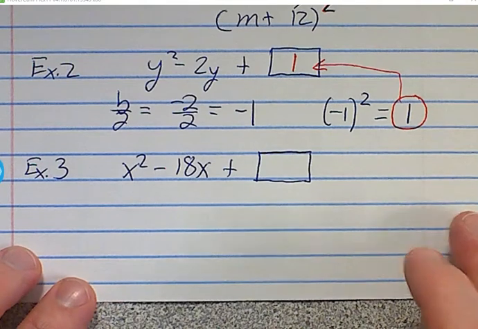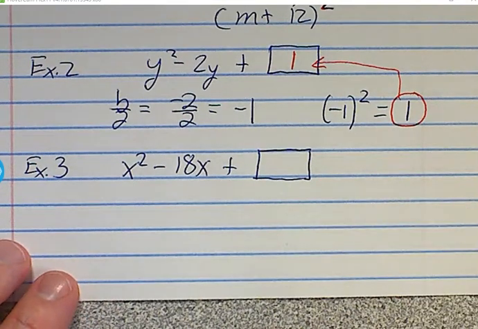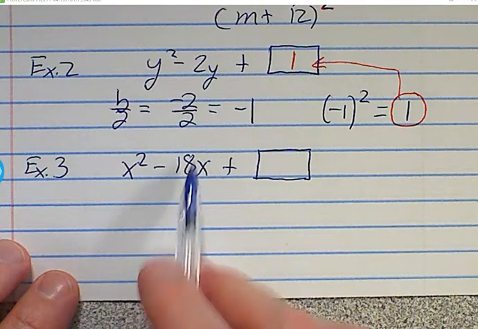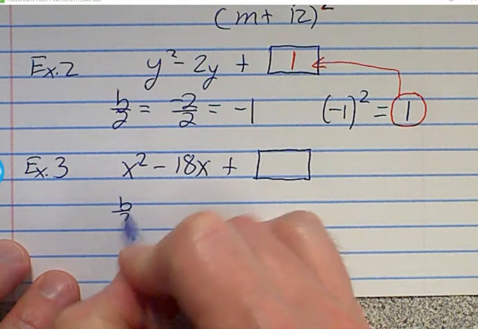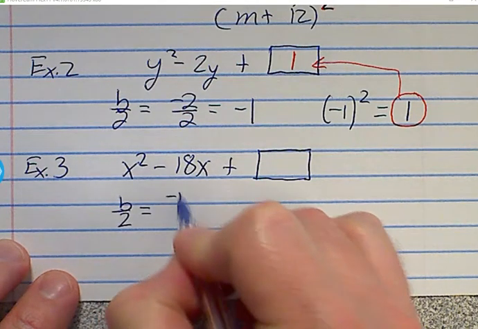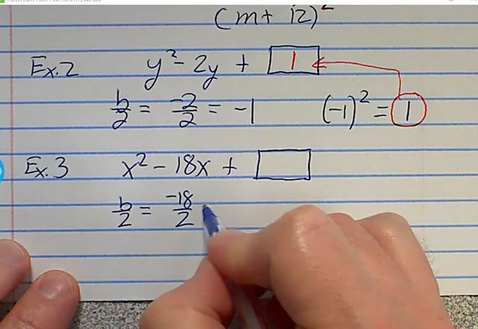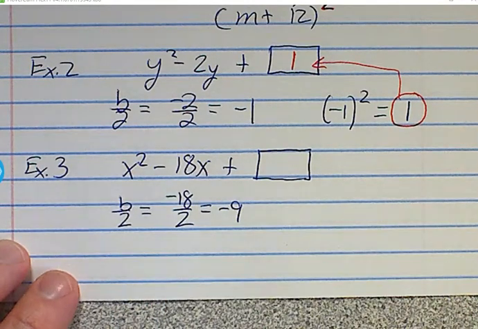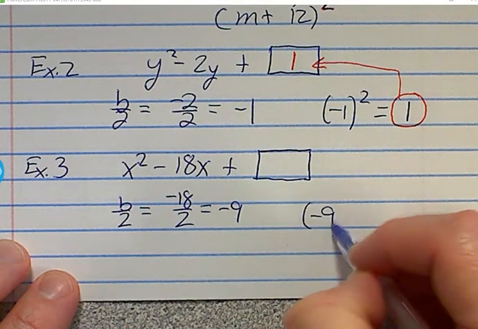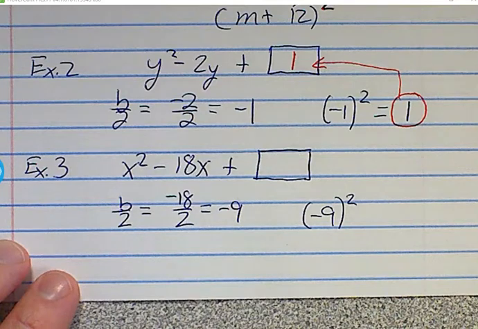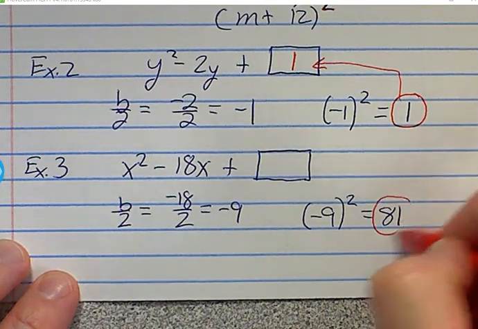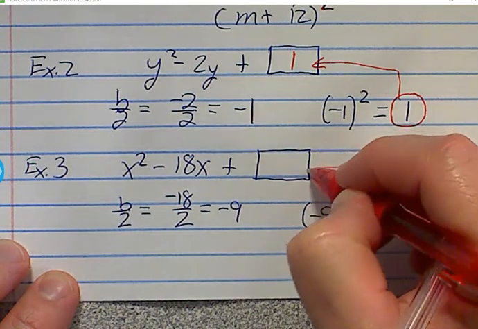All right, two more. X squared minus 18x plus, and then we've got our empty box. All right, again, take the b term, divide it by 2. So that's negative 18 divided by 2, which is negative 9. And then once you've got that number, you just need to square it. That's our 81, and that's the 81 we would put in the box right there.